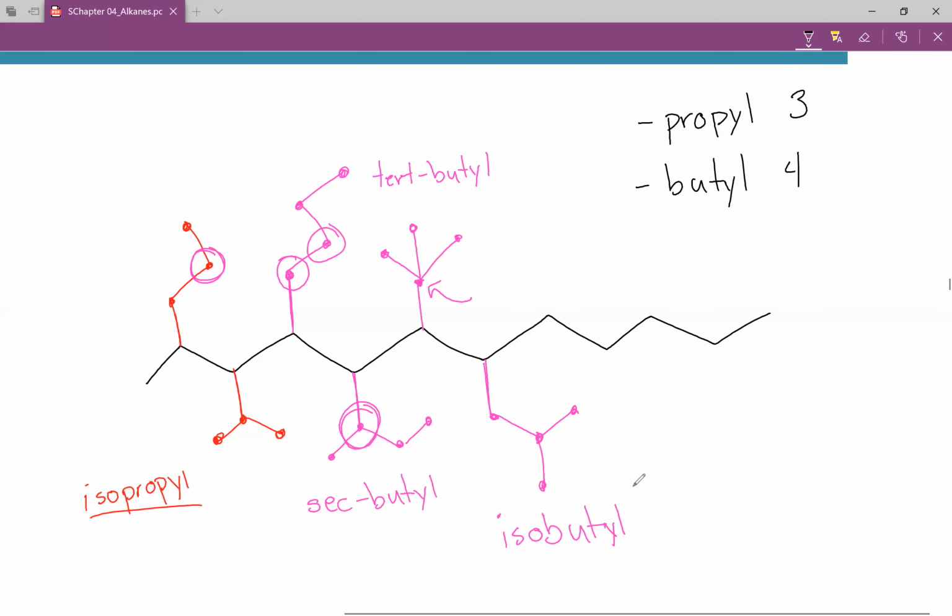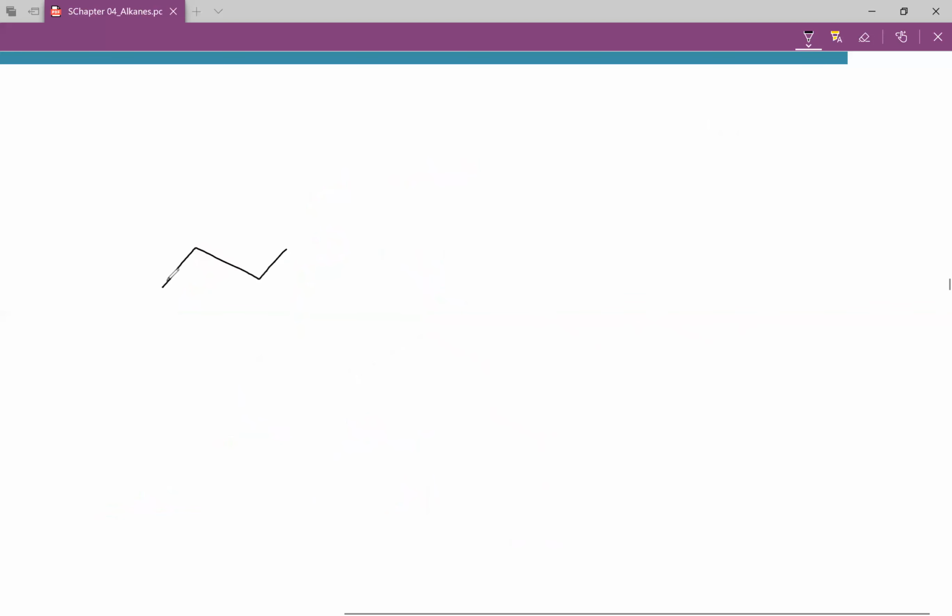So these are all special names. And one more thing I want to go over before we end here: whenever you have multiple substituents on the same parent chain, we are going to order those substituents by alphabetical order. So I'm going to clear the screen. Let's say that we have a parent chain right here, and then we have a methyl group right here, and an ethyl group right here. So methyl group, 1 carbon, ethyl group, 2 carbons.